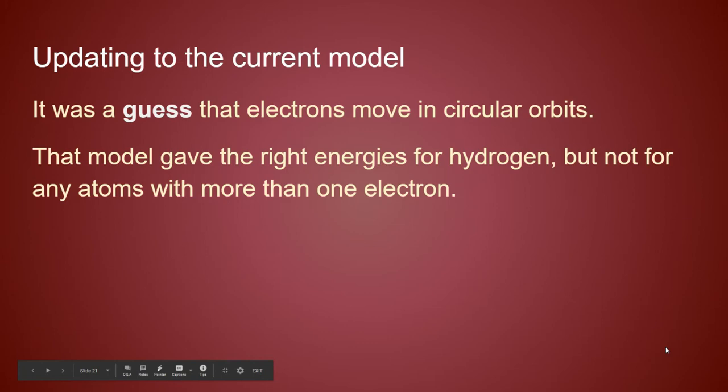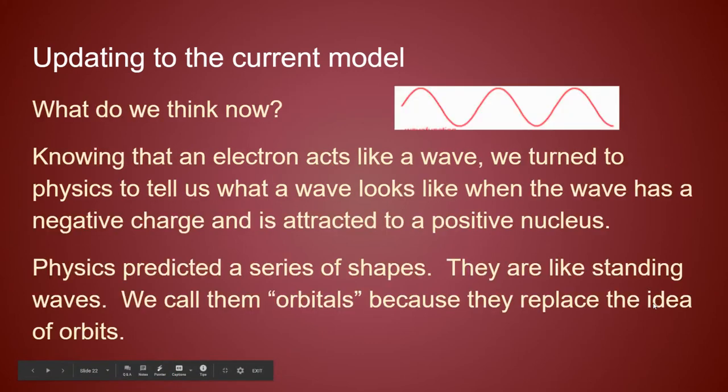All right, updating to the current model. It was a guess that electrons move in circular orbits. That model gave the right energies for hydrogen, but it turned out not to be right for any atoms with more than one electron. So what do we think now?